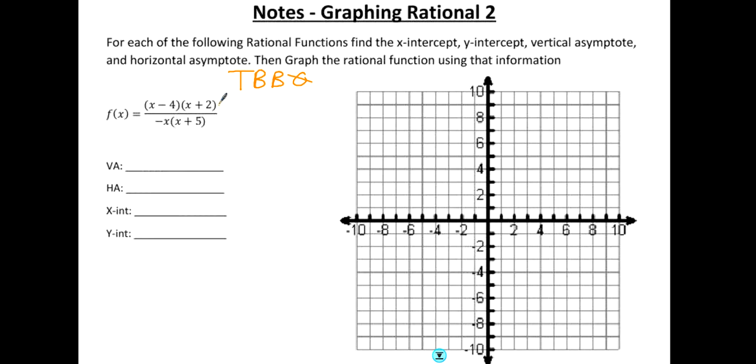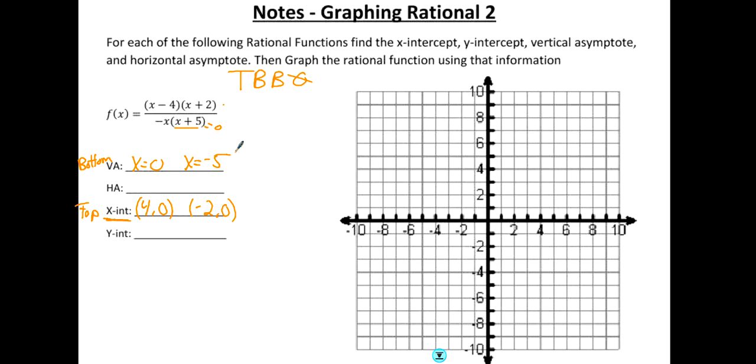So first we're going to do the top. Remember, the top gives me my X-intercepts. So this is the top, okay? So my X-intercepts are going to be at 4 and -2, because they're the zeros, the solutions of my numerator. Then bottom. The bottom gives me my vertical asymptotes. So the solutions of the bottom, you set this equal to 0. This is x equals 0, and this one here is x equals -5. Okay, so those are my vertical asymptotes.